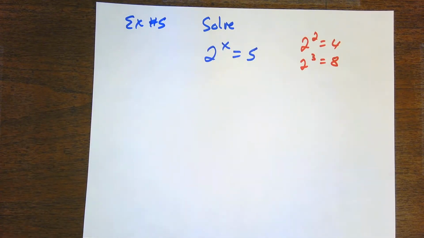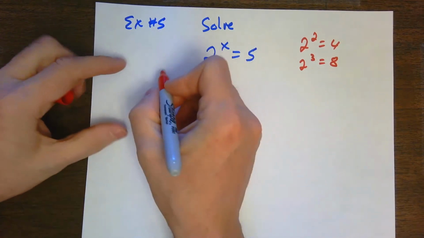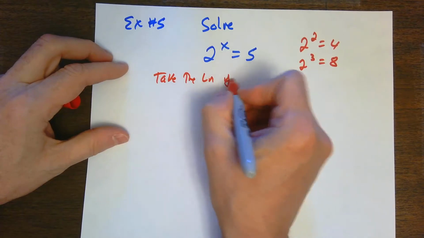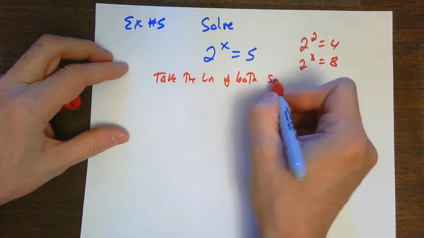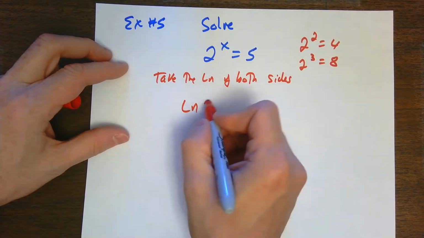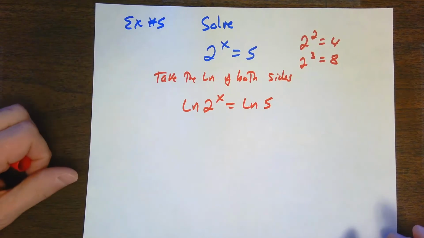But how am I going to find it? It's not going to be a nice number, is it? It's going to be some sort of weird number. How am I going to solve this? All right, I'm going to start by taking the natural log of both sides. I'm not multiplying by the natural log. I'm taking the natural log of 2 to the x, and I'm taking the natural log of 5.